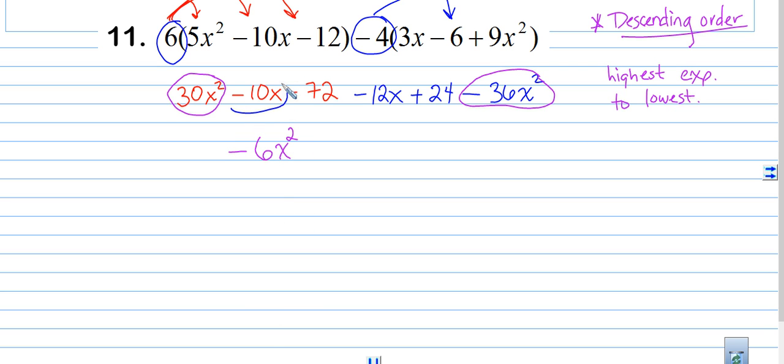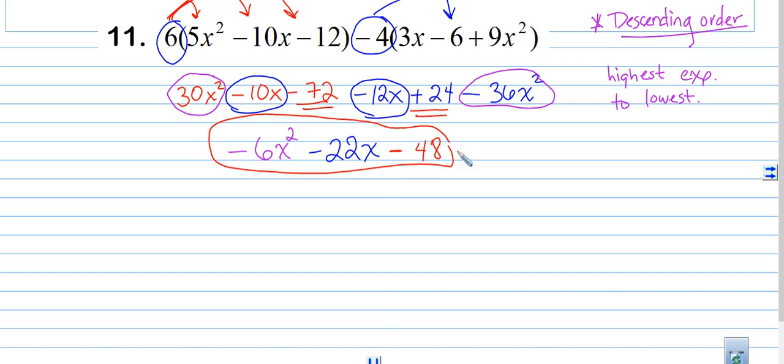Then we'll look, the next one is an exponent of 1. And so you have negative 10x minus 12x. Negative 10 minus 12, they're the same sign, so we'll add the numbers, so you get negative 22x. And then lastly, you have negative 72 plus 24. They're different signs, so you'll subtract, and that's 48. Okay, and it's negative because the 72 is bigger, and then this will be our final answer.